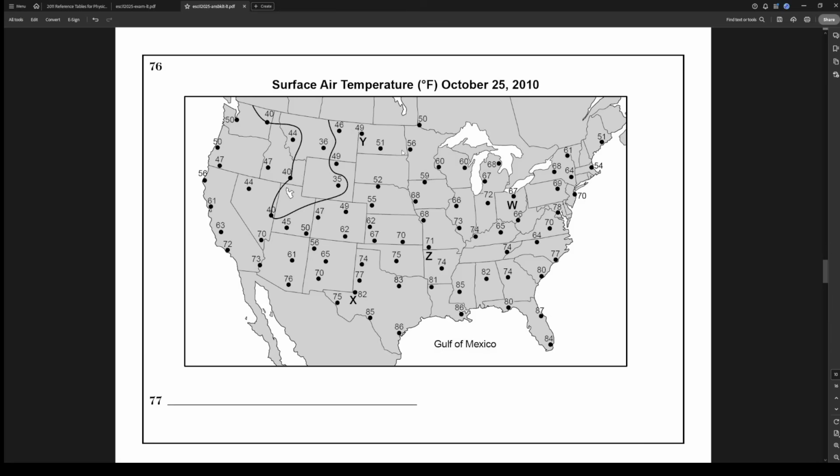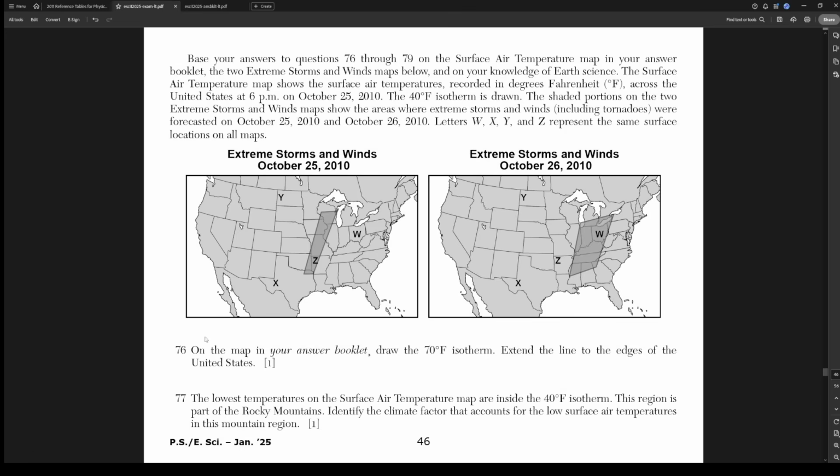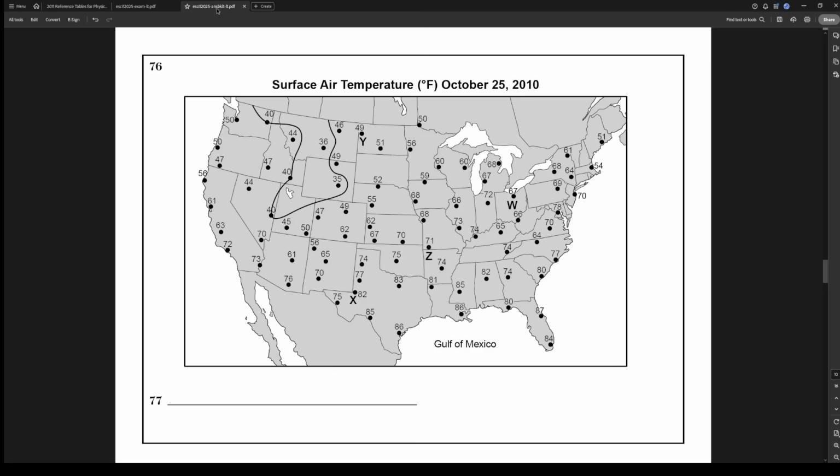All right, 76. Surface air temperature on the map. Draw the 70-degree isotherm. Okay, so we're going to find all of our 70s. There's 70 here. Start linking some of these. Between 69 and 78, get this one. Between 64 and 74, get here. Here. Well, this is kind of weird. Here. Here. Here. And then here, go through here, grab this guy.